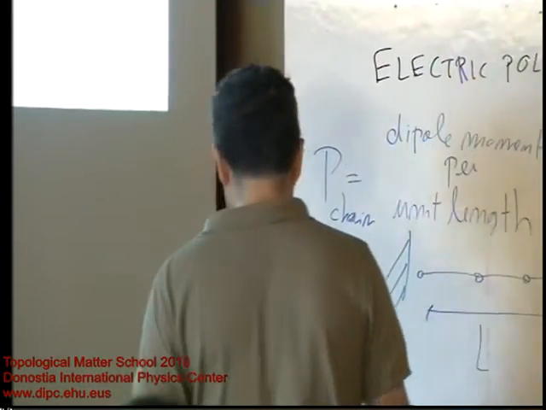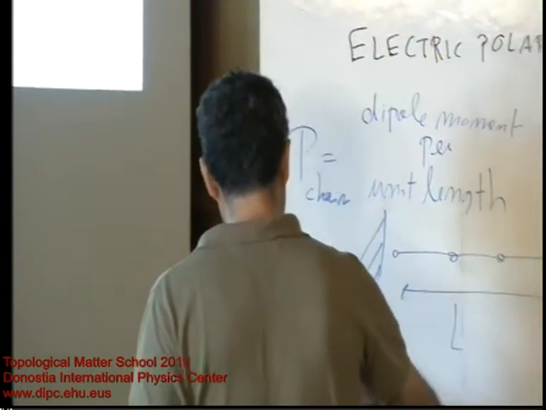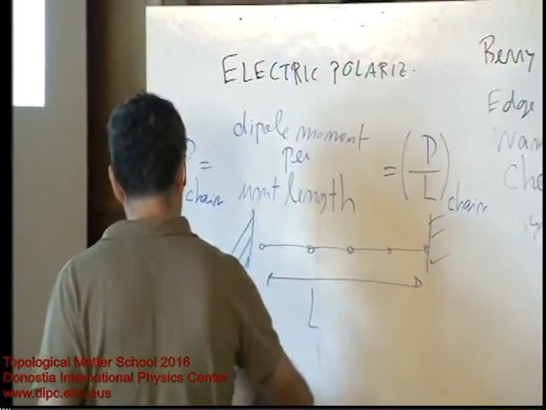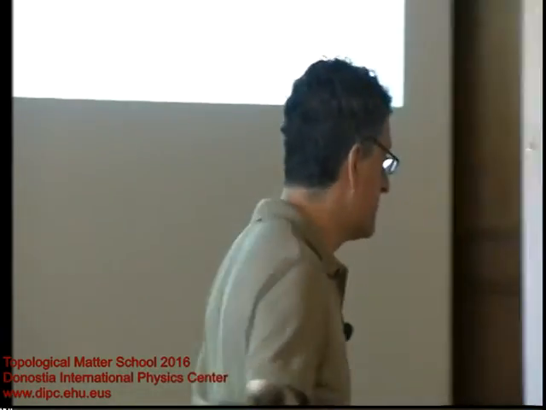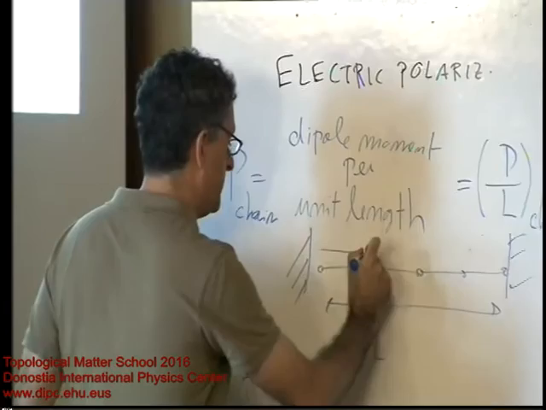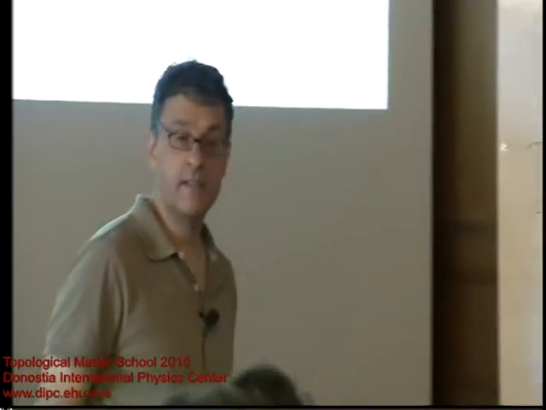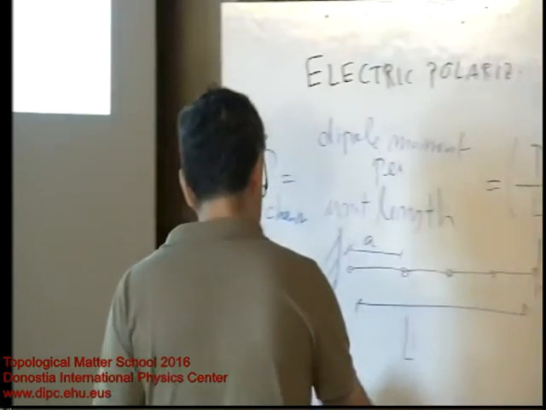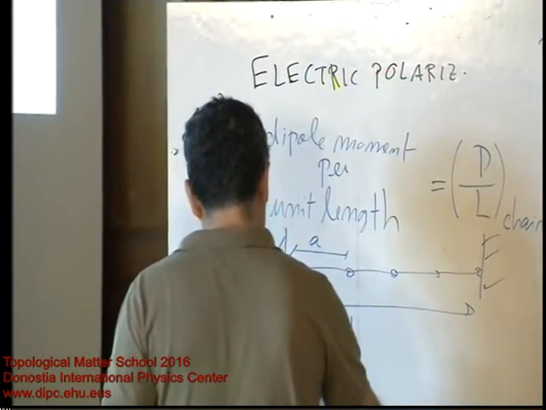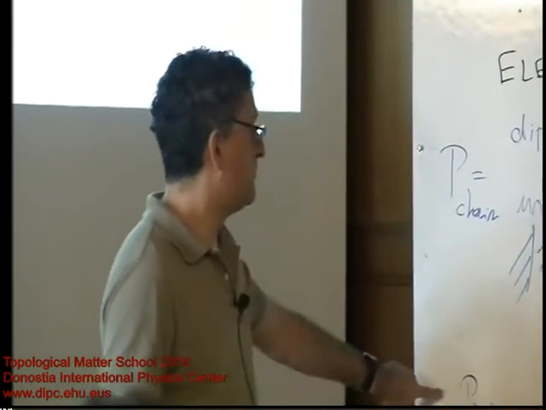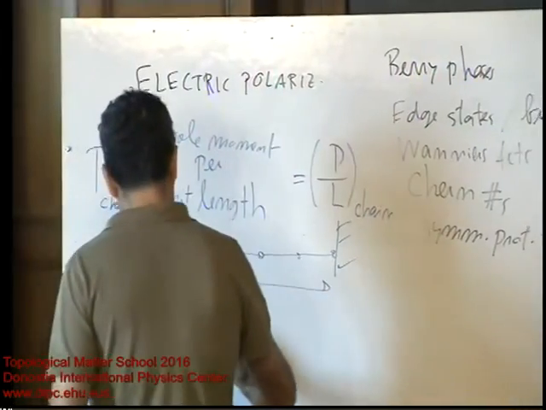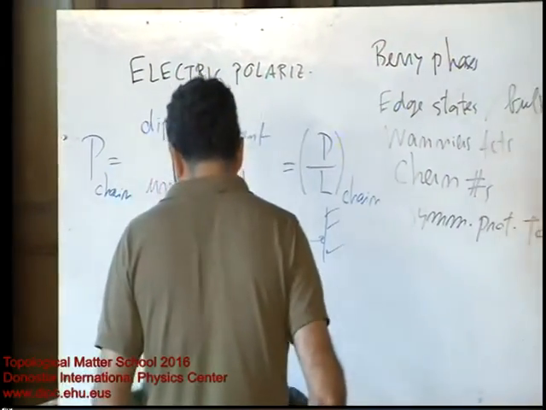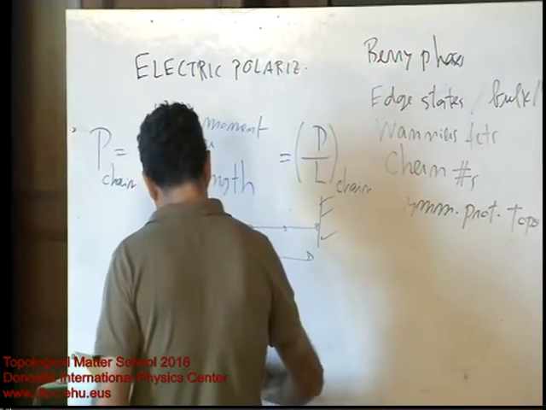Some of the old textbooks propose, so I will call that the bulk polarization to distinguish it from the polarization of a finite chain. Okay? So now we have our lattice with some lattice constant a. And some old textbooks propose the following definition, which is that the bulk polarization is the dipole moment per unit cell. So we divide by the cell length, and we integrate the charge density over a cell.